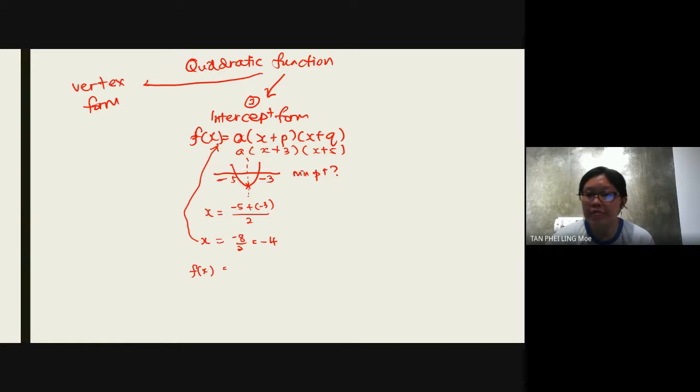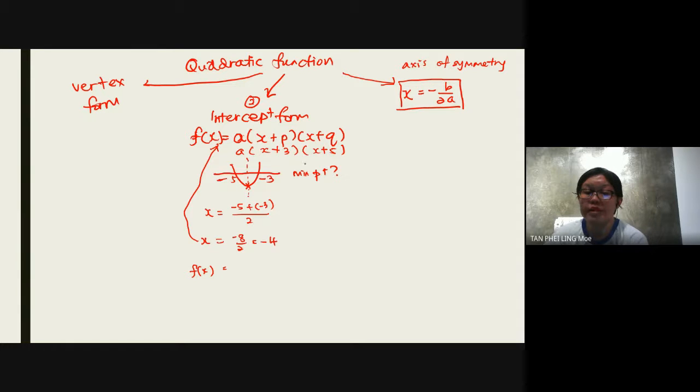And then there is one more shortcut. You can always find out the minimum or the maximum point when you have something like this. Remember in Form 4, you learned the axis of symmetry, which is minus b over 2a. So this one, very quick, you can find out the x coordinate for your minimum point.